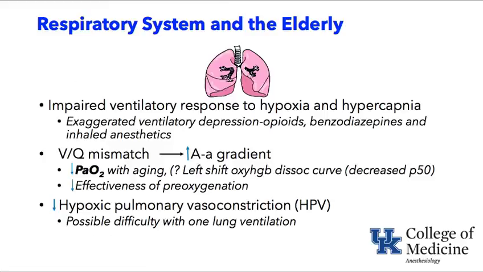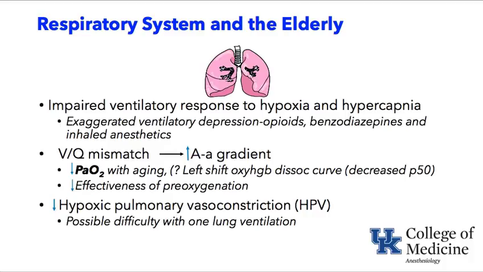Continuing on with the respiratory system, pointing out again that they have an impaired ventilatory response to hypoxia and hypercapnia. If you add on some opioids and benzodiazepines and inhaled anesthetics, it's going to make it even more of a problem, or more impaired. And the VQ mismatch raises the AA gradient, decreases the PaO2, and decreases our effectiveness of pre-oxygenating patients before induction.